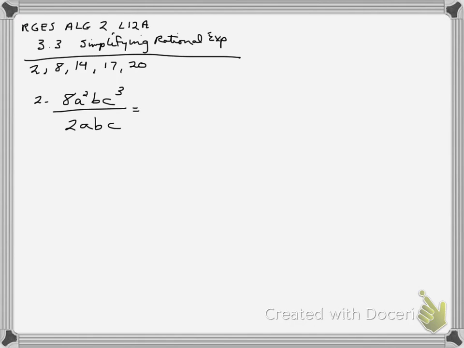2 goes into 8 4 times in the numerator. I have more a's in the numerator by one more. The b's cancel out directly. I have more c's in the numerator by 2 more, so that would be c squared. And that would be the answer.